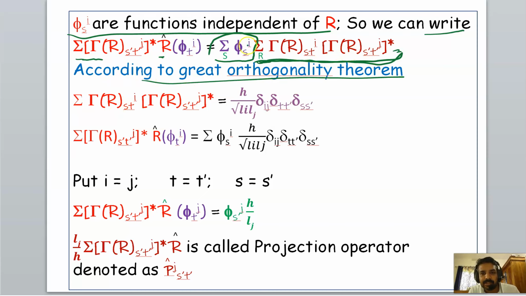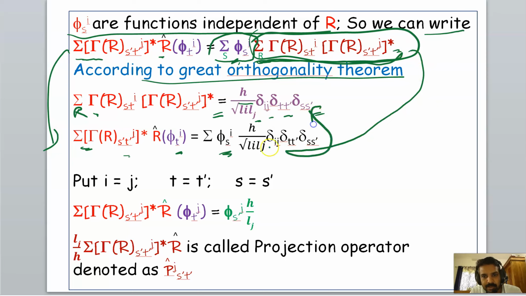According to the great orthogonality theorem, sigma r gamma r s t i gamma r s dash t dash j star is equal to h divided by root of l i l j, delta i j delta t t dash delta s s dash, which we already studied. So from this equation we can write sigma gamma r s dash t dash j star r cap phi t i is equal to sigma phi s i times h divided by root of l i l j delta i j delta t t dash delta s s dash.